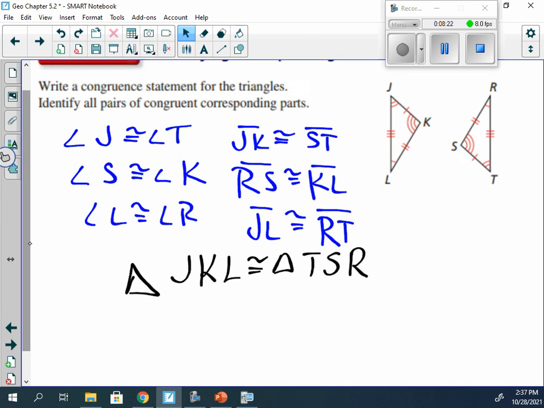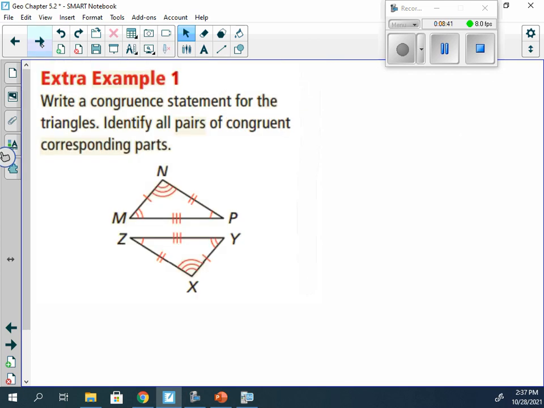On the test, this one here would be worth 1, 2, 3, 4, 5, 6, 7, 8 points. Because each one of those angle congruency statements is a point, each one of the segments is a point, and getting the congruency statement's a point, and you get 1 point for doing it. Let's look at one more, and then we'll move on.